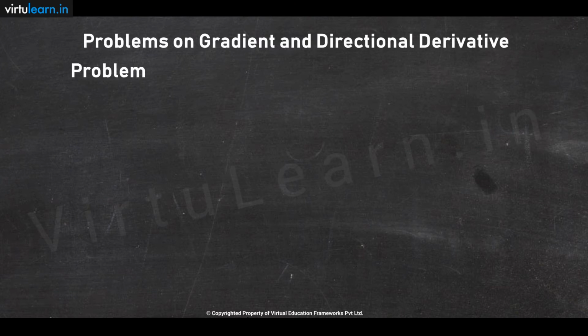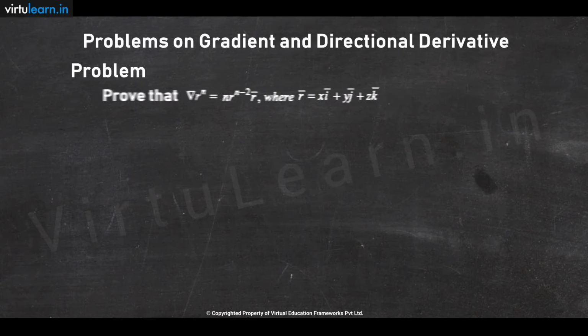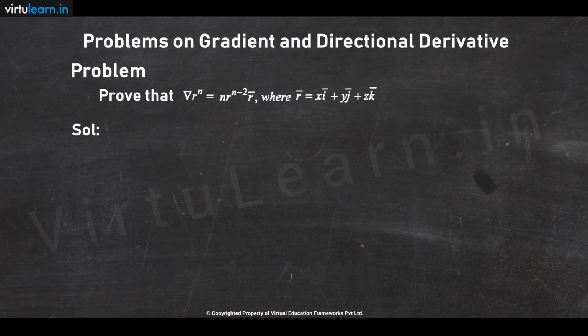Let's now discuss some simple problems based on the concept of gradient and directional derivative. Initially, let's find out the gradient of r to the power of n. What is this r? If r bar represents the general position vector of a particle moving in space, or if r bar is xi bar plus yj bar plus zk bar, then r denotes the magnitude of this. That means r is the same as square root of x square plus y square plus z square.